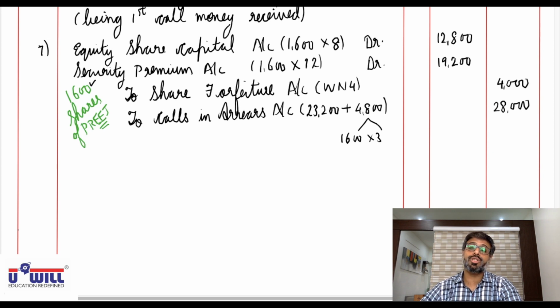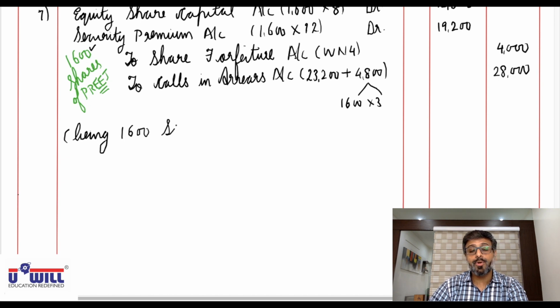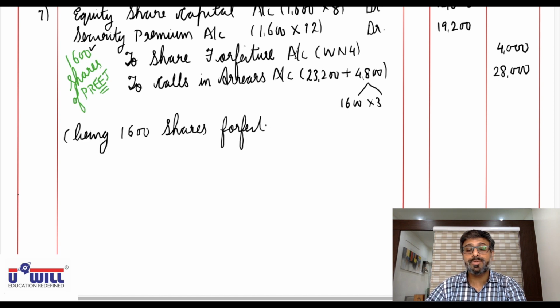You can cross check. 12,800 plus 19,200 is 32,000. 4,000 plus 28,000 is also 32,000. Being 1600 shares forfeited.